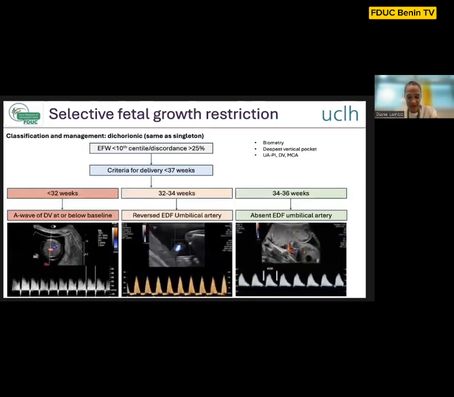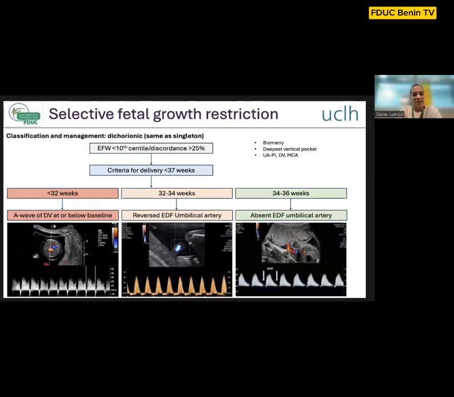However, when do you need to scan them more frequently? When do you need to think about delivery earlier? Well, I mean, essentially, the management for fetal growth restriction in your dichorionic pregnancies follows the same algorithm as what we follow for singleton pregnancies. And this is based on data from a randomized controlled trial called TRUFFLE, the results of which were published a number of years ago.